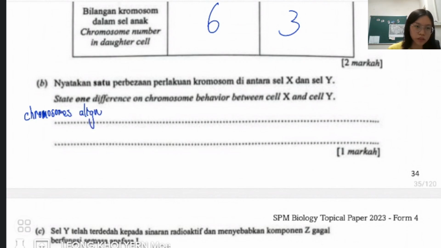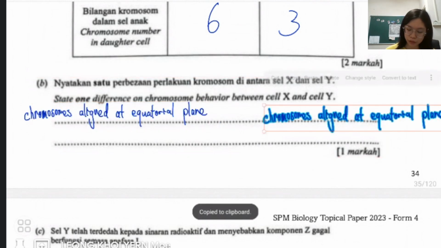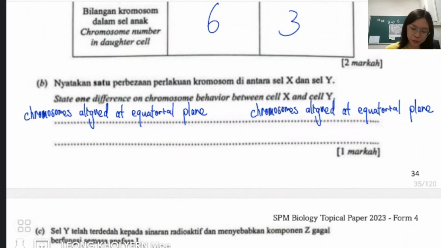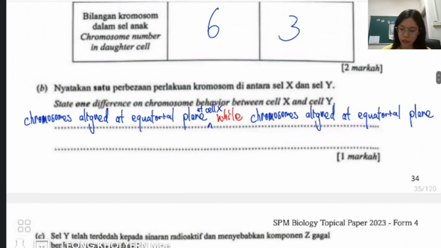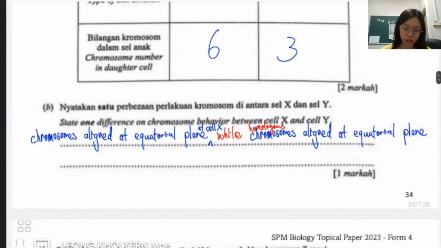So basically, chromosomes aligned at the equatorial plane. Never mind, I won't be writing it in table form. So at cell X, homologous chromosomes, we have to add that here. Homologous chromosomes aligned at the equatorial plane at cell Y.